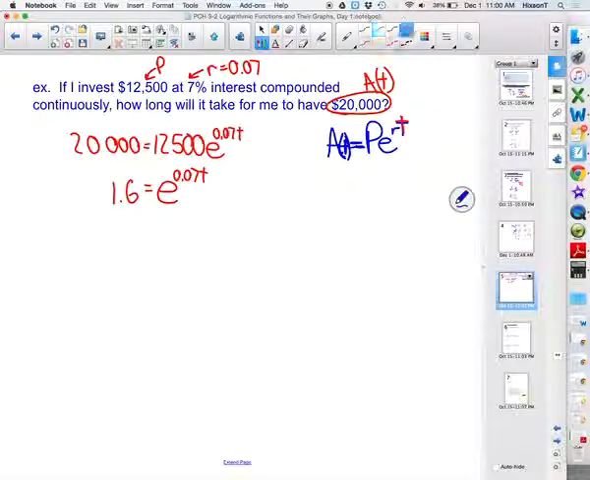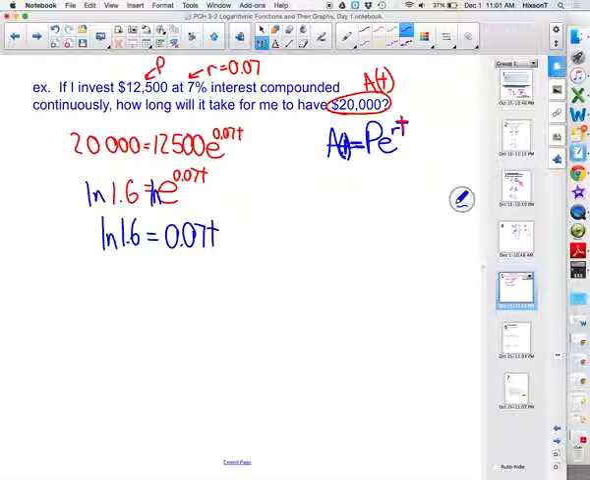So now, what do we do at this point? Good, the natural log. We're going to take the natural log of both sides of the equation. This we just punch into our calculators. When I take the natural log, what's left over? Good, the 0.07t. When you undo that exponential using the logarithm, all that's left is your exponent. And then we have natural log of 1.6.